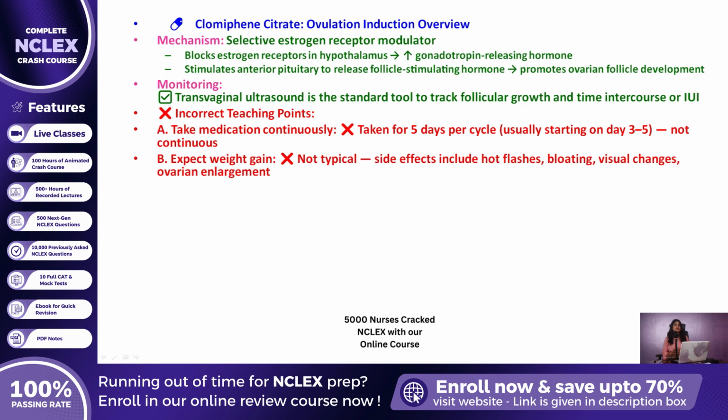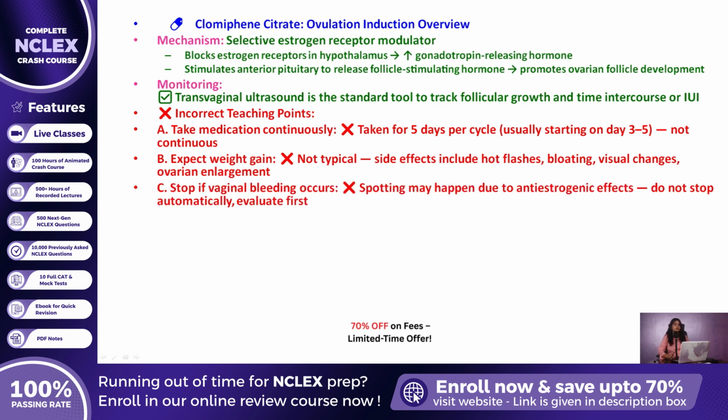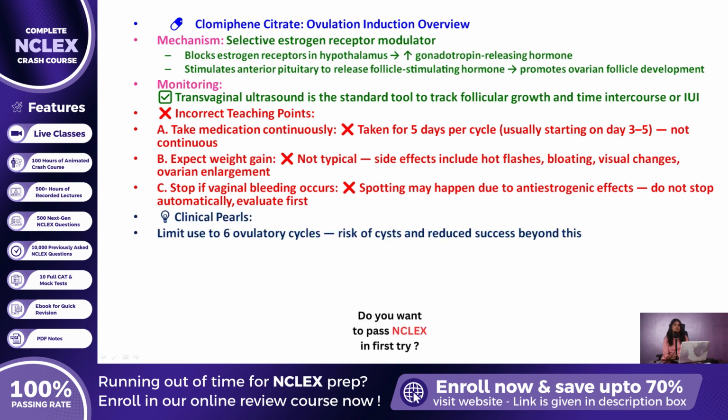Option C. Discontinue use if vaginal bleeding occurs concurrently is misleading because Clomiphene may cause some spotting or cycle irregularities due to its antiestrogenic effects on the endometrium. However, any abnormal bleeding should be evaluated, not automatically cause for stopping the medication. Discontinuation decisions are based on the clinical context and severity of the symptoms. Clinically, therapy is usually limited to a maximum of 6 ovulatory cycles, as extended use offers diminishing returns and raises the risk of adverse outcomes like ovarian cysts.